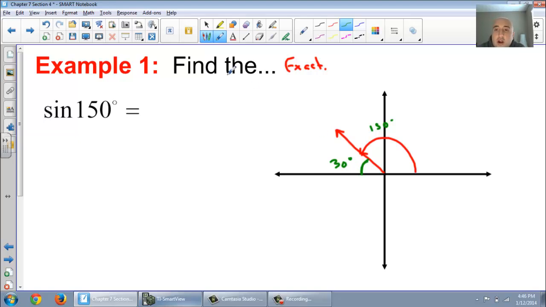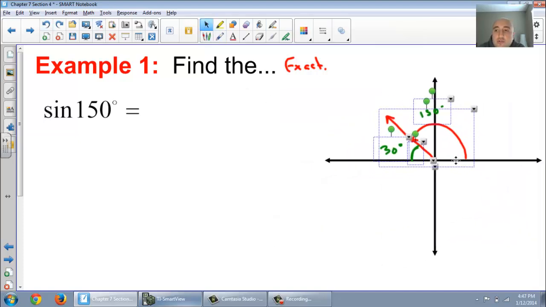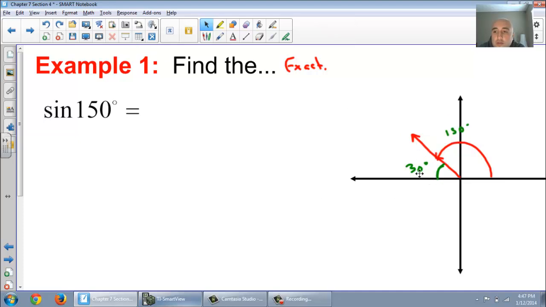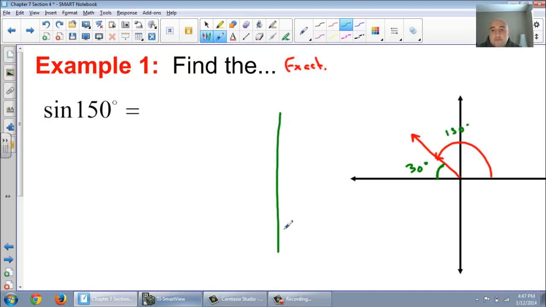Okay, so we are using, oops, wrong thing there. So we are using which one of our three triangles, the 30, 45, or 60? Well, this is a 30-degree angle. So we are using our 30-degree triangle in which quadrant? Okay, hopefully you see that we are in the second quadrant. So I'm going to draw my right triangle in the second quadrant. I'm going to label it a 30.